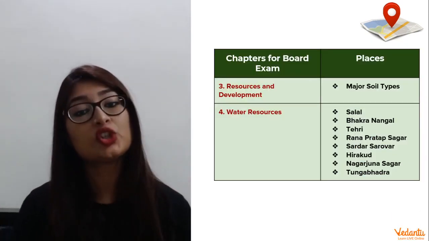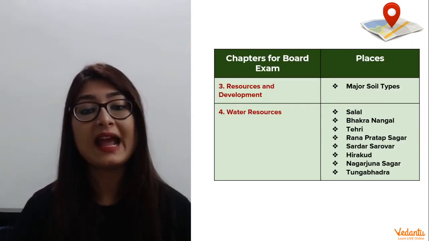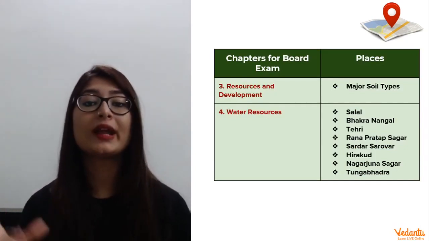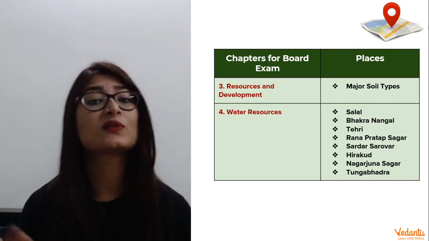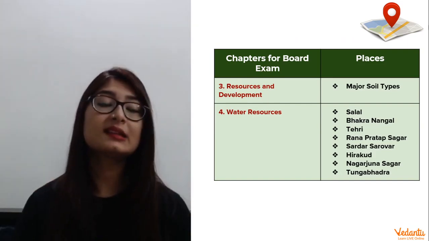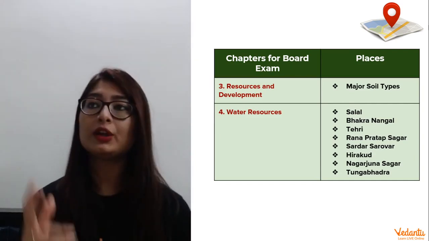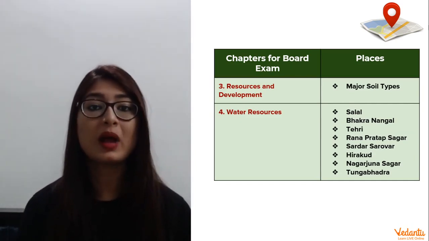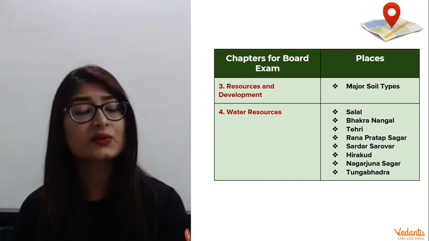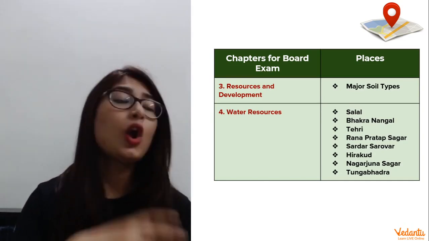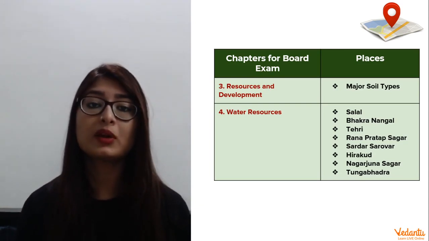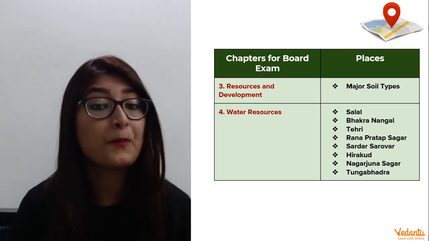Which brings me to geography. So resources and development, major soil types. We're going to discuss the different types of soils that are there, and we're going to discuss where they are found, and that is where you will be asked to mark. Now it could be either way, guys. You may be asked to mark what type of soil is written over there, which areas it is found in, or it could be the other way. Always remember, questions can be framed in any manner.